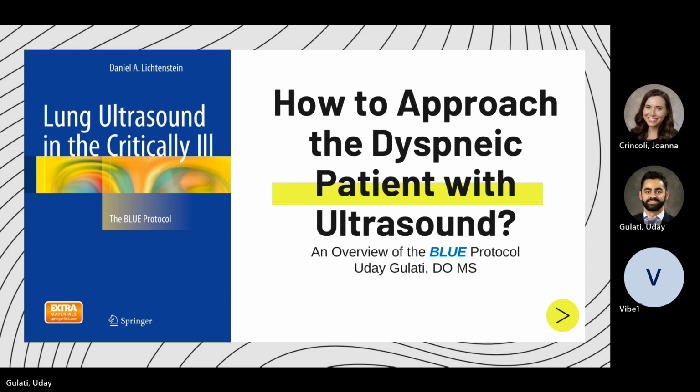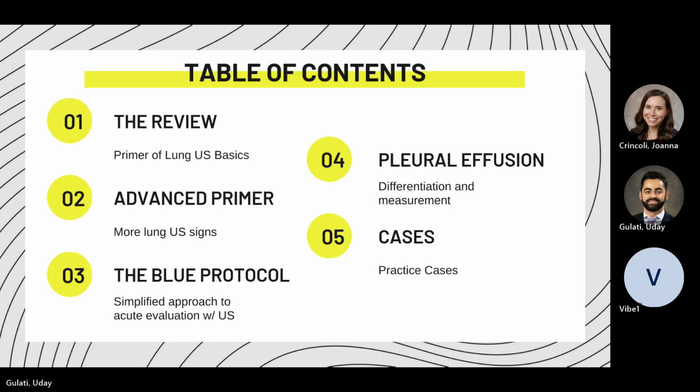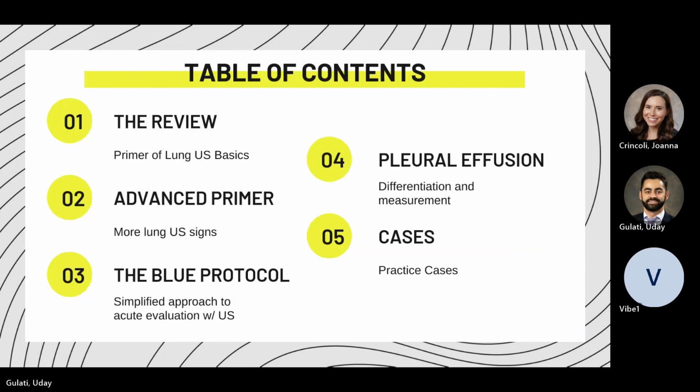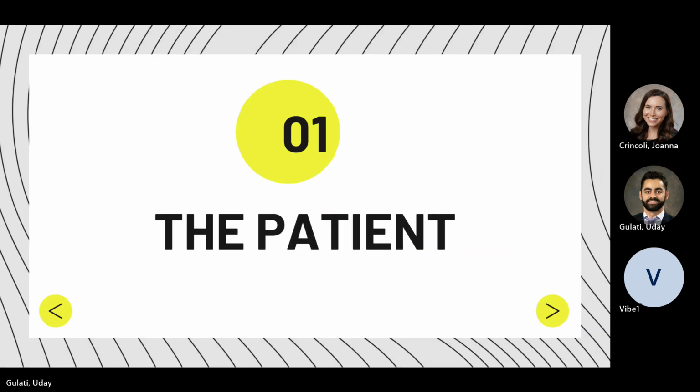So with that, to get started, the question here is, how do you approach the dyspneic patient with ultrasound? Meaning the patient where you get the rapid call for shortness of breath, and how do you approach that patient using ultrasound? It's really inspired by this book, Lung Ultrasound in the Critically Ill. If you guys would like it, I can send it out this week. It's not too long of a read, and I'll talk about the author in a bit.